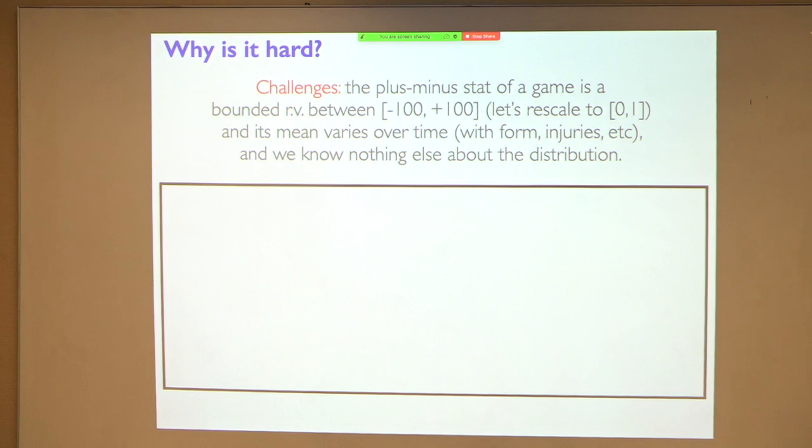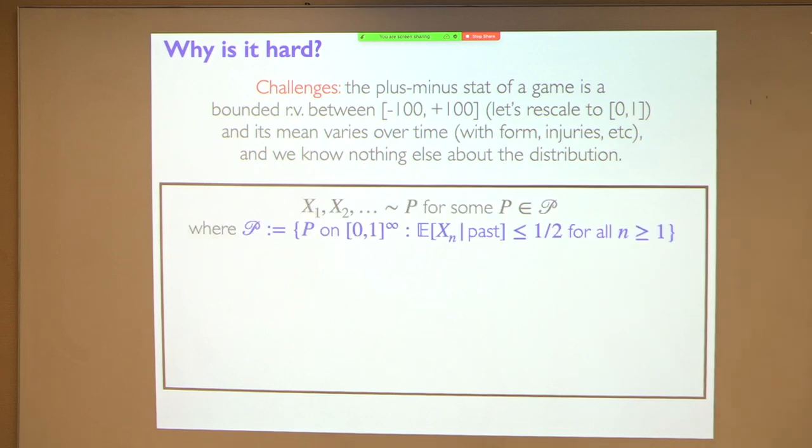The main challenge here is that the plus minus stat of a game is just a bounded random variable between minus 100 and plus 100. You can rescale it to 0, 1 for simplicity. And its mean varies over time, maybe even its variance varies over time, I don't know. The mean might vary with form or injuries or things of that kind. And we know nothing else about the distribution. Anybody who tells me the distribution is beta or something else, I'm going to question them. It's some weird distribution, it's changing somehow. I don't want to make any assumptions.